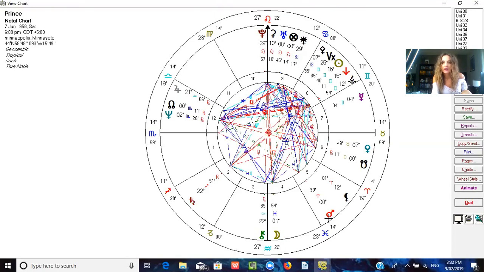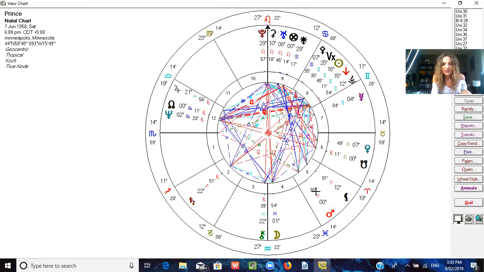And Prince's chart is 100% proof of that. There would be numerous other examples as well, but I dug up this one because I love working with Prince's chart, and it's a very powerful example. Now, okay, so that's the Yod, as you can see.